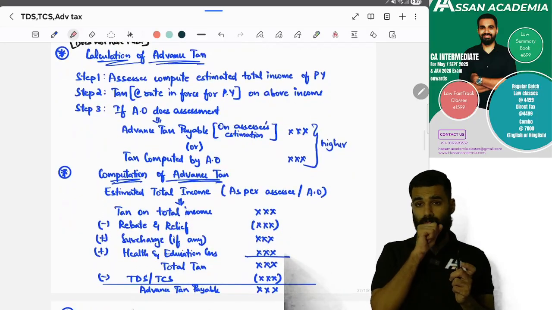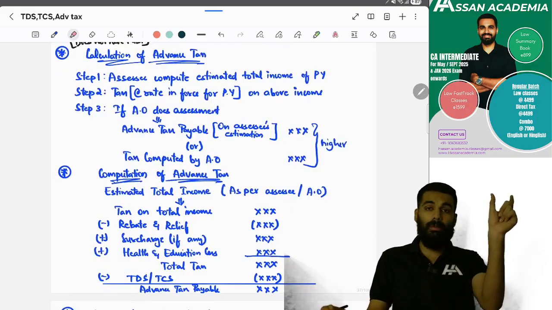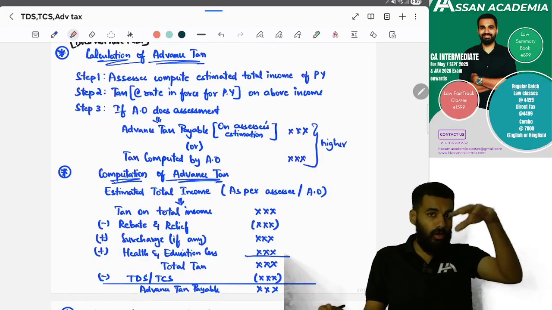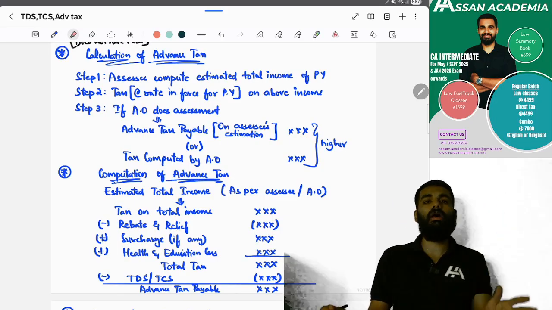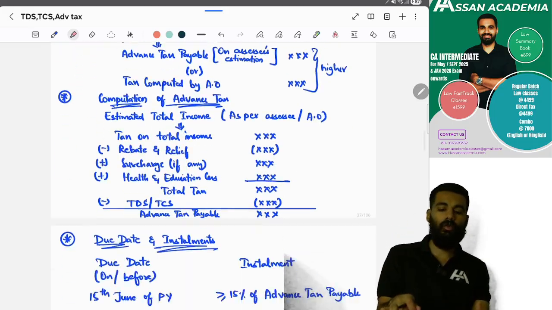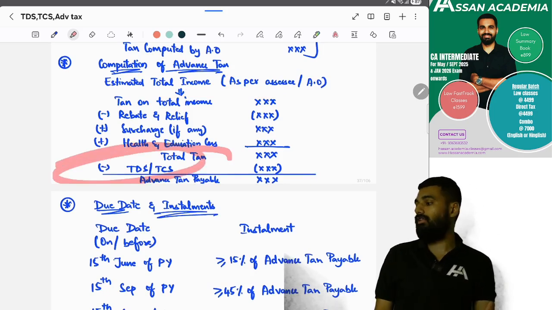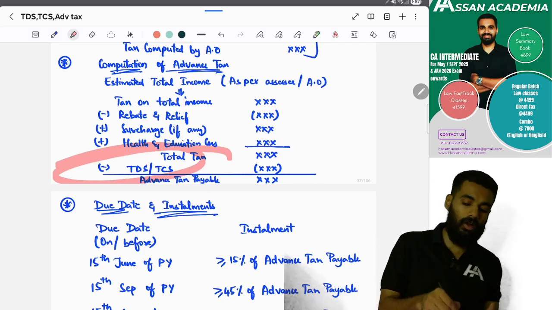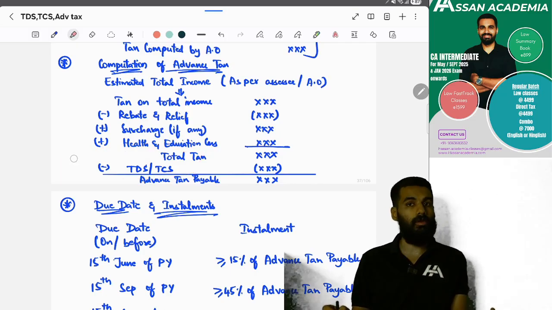For calculation of advance tax, first compute the estimated total income you will earn during the previous year. Then for this, what is the tax rate? This amount will be calculated, and you have to pay tax on it. So estimated total income, what is the tax, minus TDS or TCS, if paid or collected, you will reduce it. The balance amount is advance tax payable.